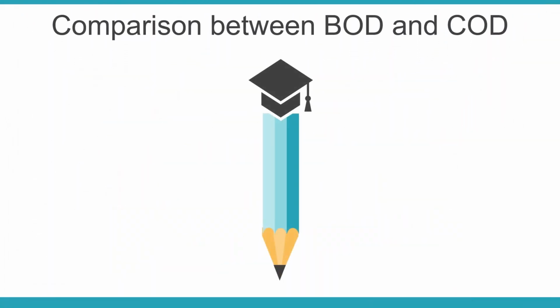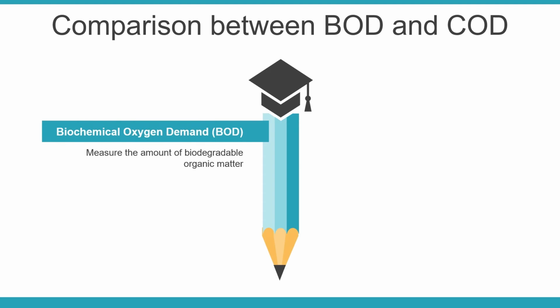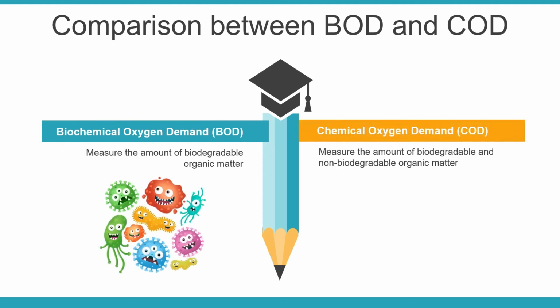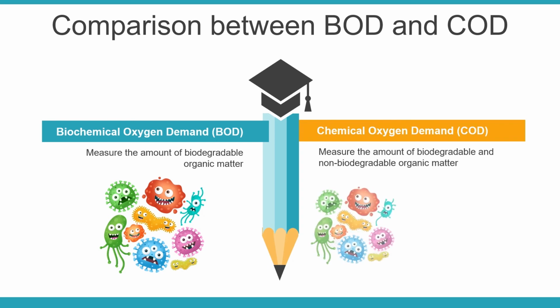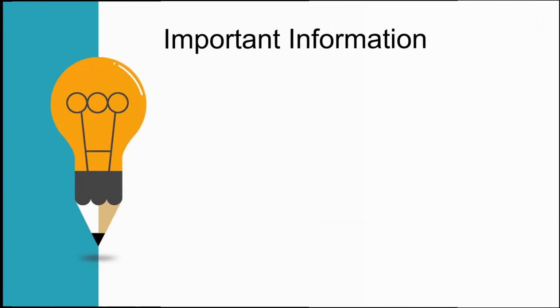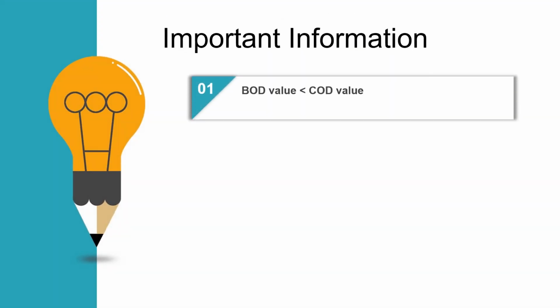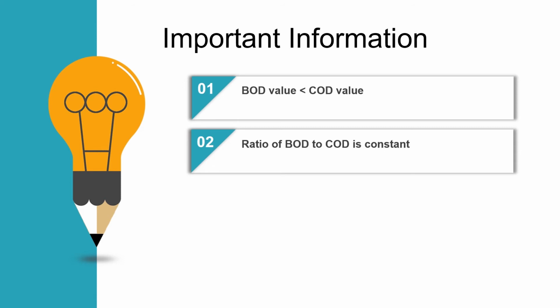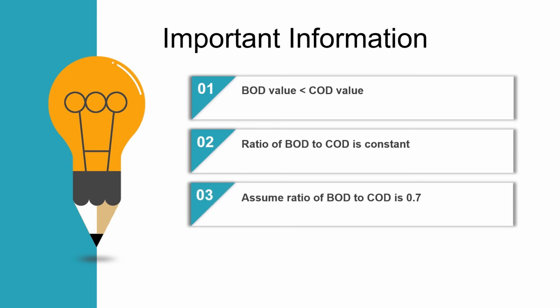As we know, the BOD value measures the amount of biodegradable organic matter, whereas the COD value measures the amount of biodegradable and non-biodegradable organic matter. So we know that the BOD value of a sample is always less than its COD value. We also found that the ratio of BOD to COD is constant after a period of time. Thus, we can know that the ratio of BOD to COD is always less than 1, and we assume it is 0.7 for our case.